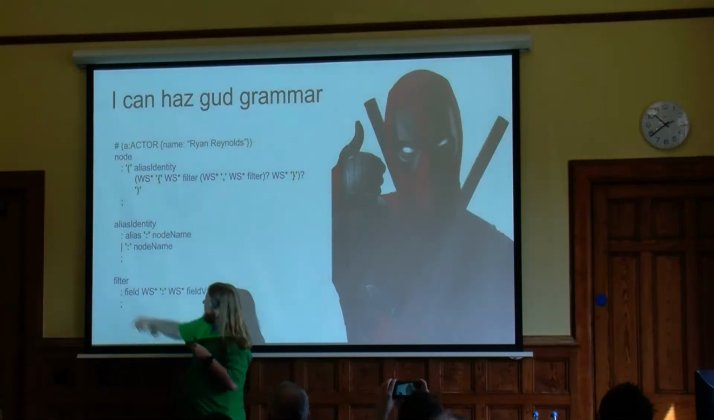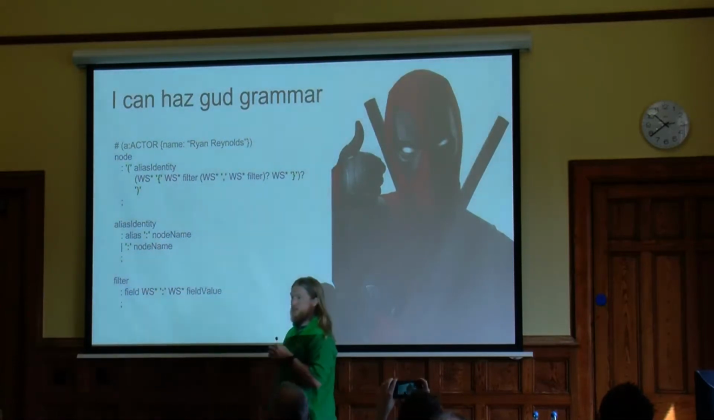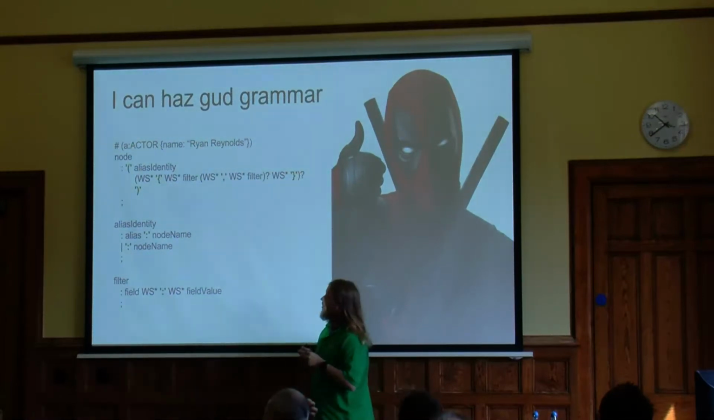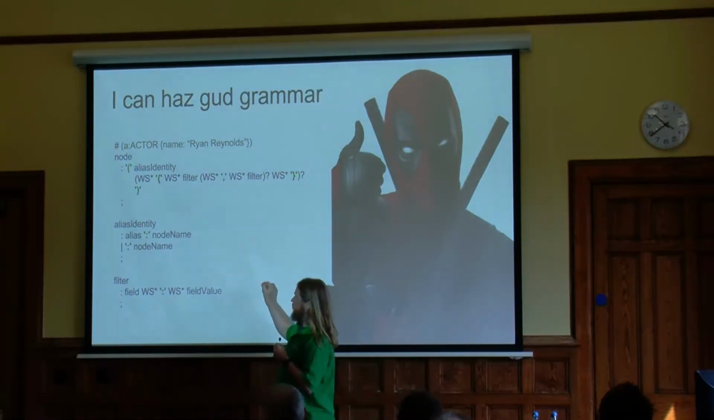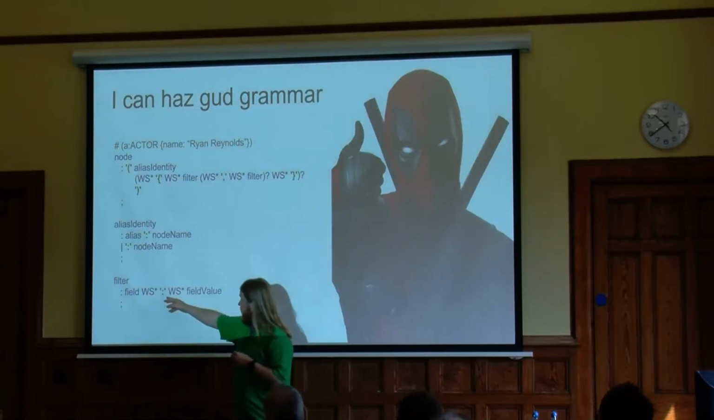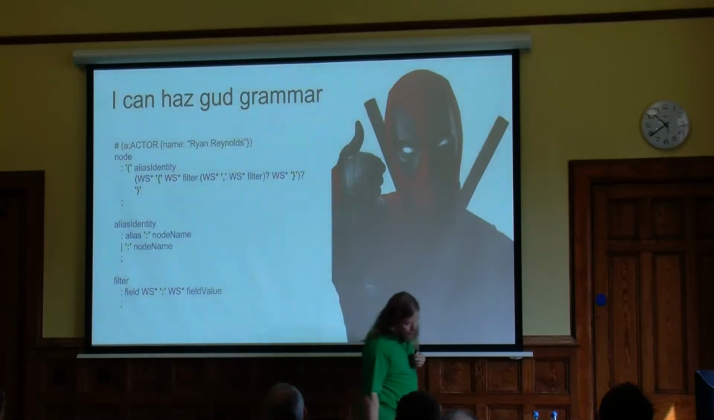And then this bit here, the pipe, basically says, for this alias identity, we can actually have multiple things that this could be. So it could be an alias colon node name, or it could just be colon node name. And then filter is basically field, colon, and then a field value.